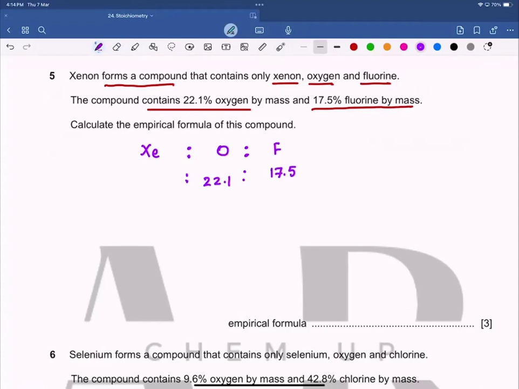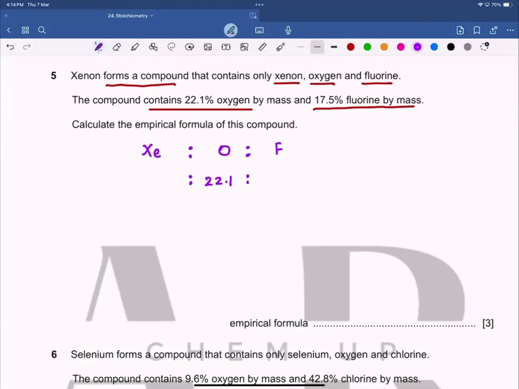So how could we find the percentage mass of xenon? We will subtract from 100. Yeah, very good, because it's a percentage. We add oxygen and fluorine and subtract from 100. So for the mass of xenon, I will do 100 minus 22.1 minus 17.5.